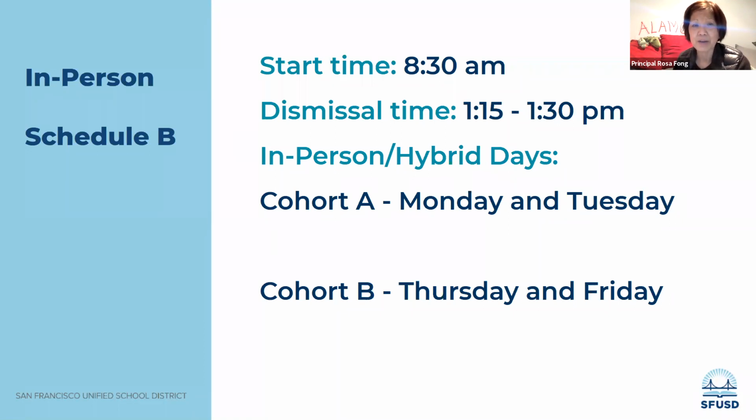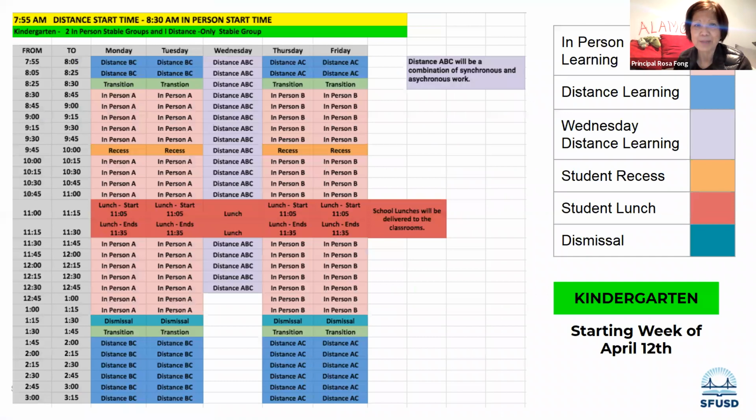So we do have what we call our in-person hybrid days, cohort A, Monday and Tuesday, and we have our cohort B, Thursday and Friday, which in my emails to some of the parents, I put down as group A and group B. So they mean the same, okay?